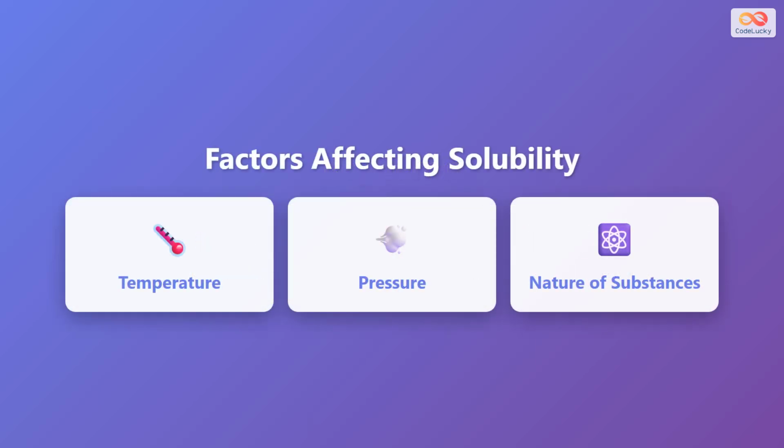Three main factors affect how much solute can dissolve in a solvent. First is temperature, which changes how fast molecules move and interact. Second is pressure, which is especially important for gases dissolving in liquids. Third is the nature of substances themselves, meaning the chemical properties of both the solute and solvent determine whether they will mix well.